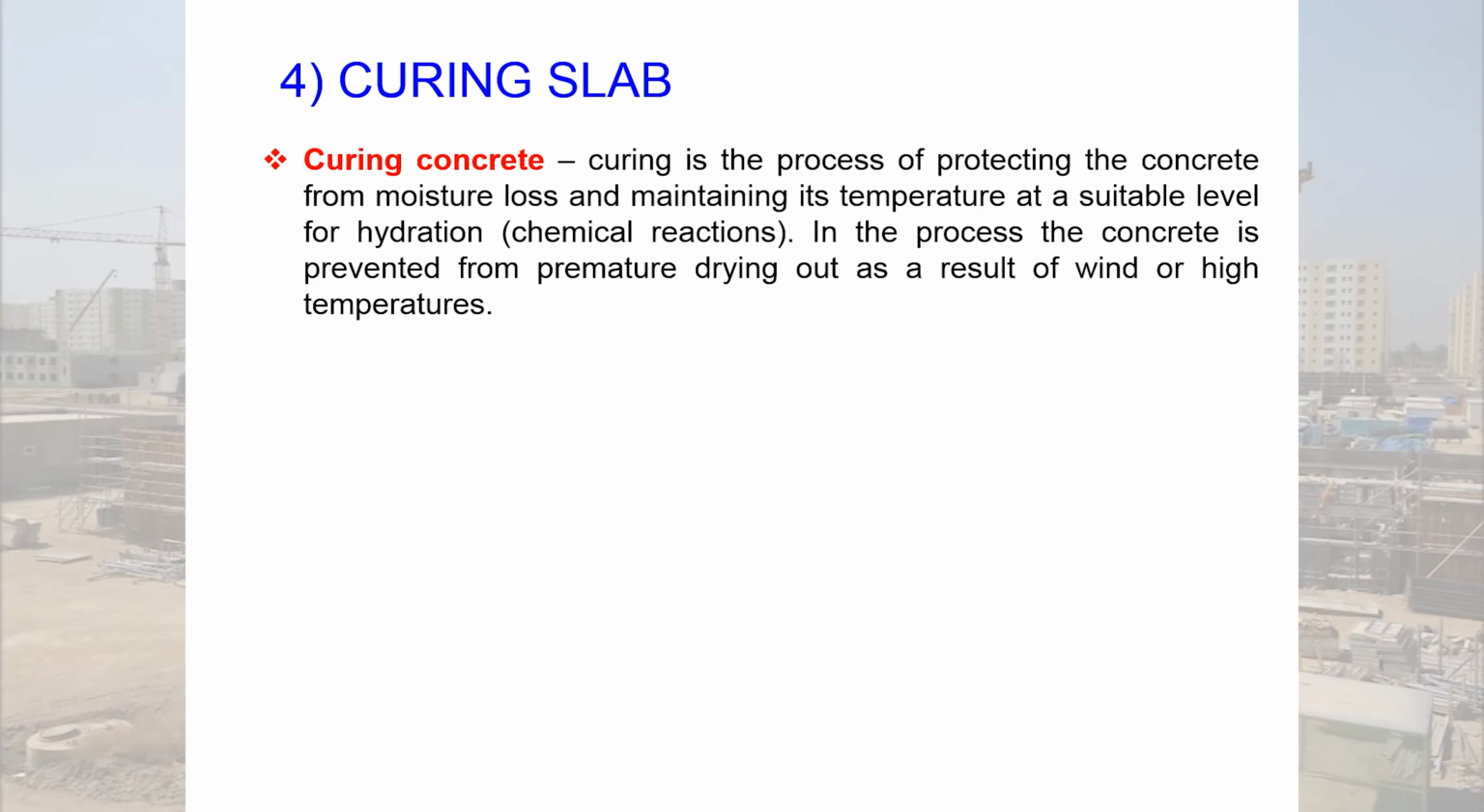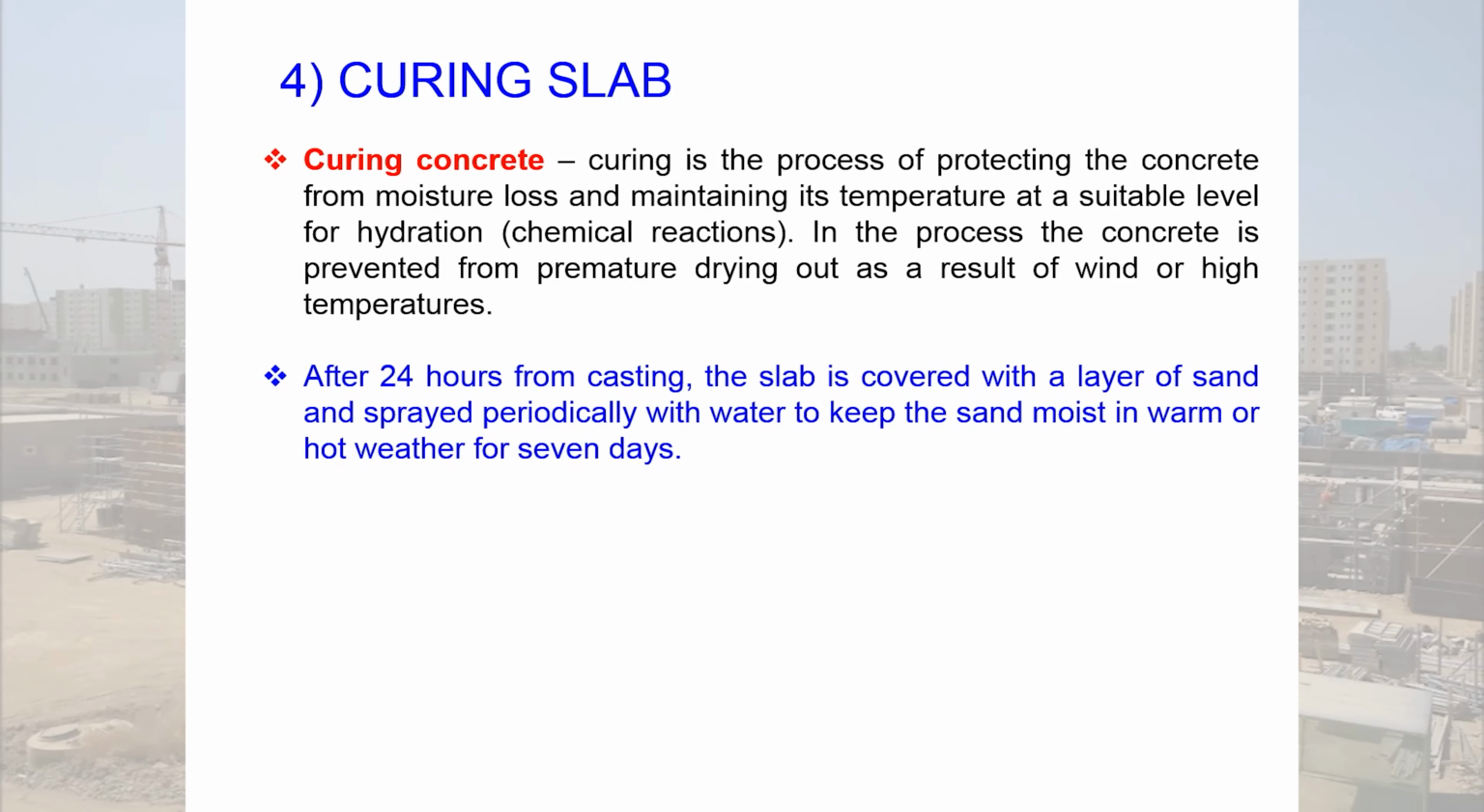Curing slab. Curing concrete is the process of protecting the concrete from moisture loss and maintaining its temperature at a suitable level for hydration, i.e. chemical reactions. In the process, the concrete is prevented from premature drying out as a result of wind or high temperatures.